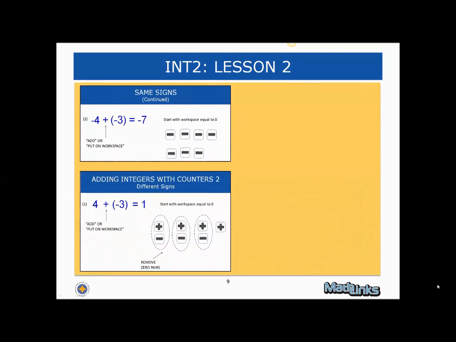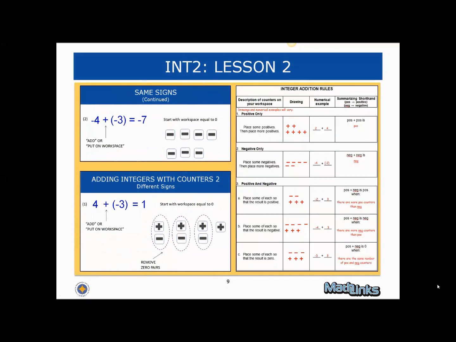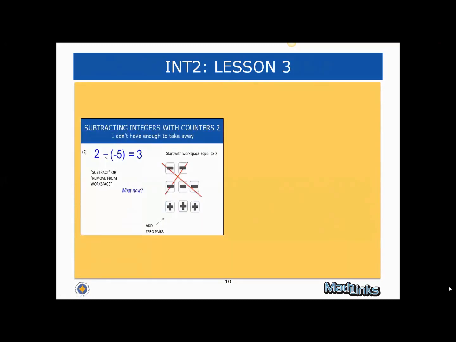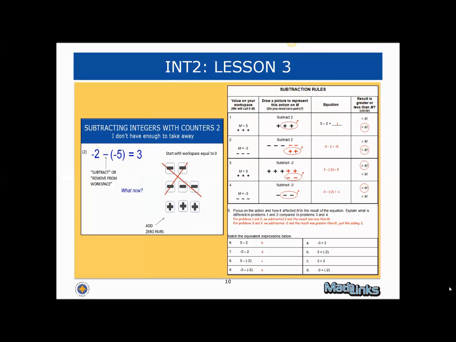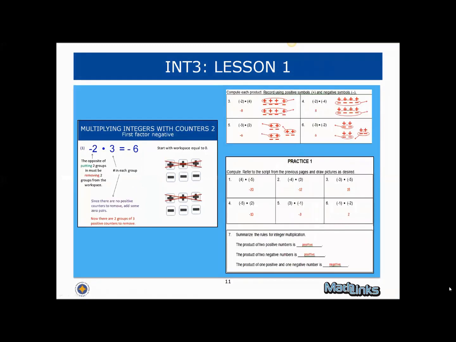In Lesson 2, students use counters to add integers, and then generate addition rules as they move away from the manipulative. In Lesson 3, students use counters to subtract integers and generate subtraction rules. The focus of Packet 3 is integer multiplication and division.